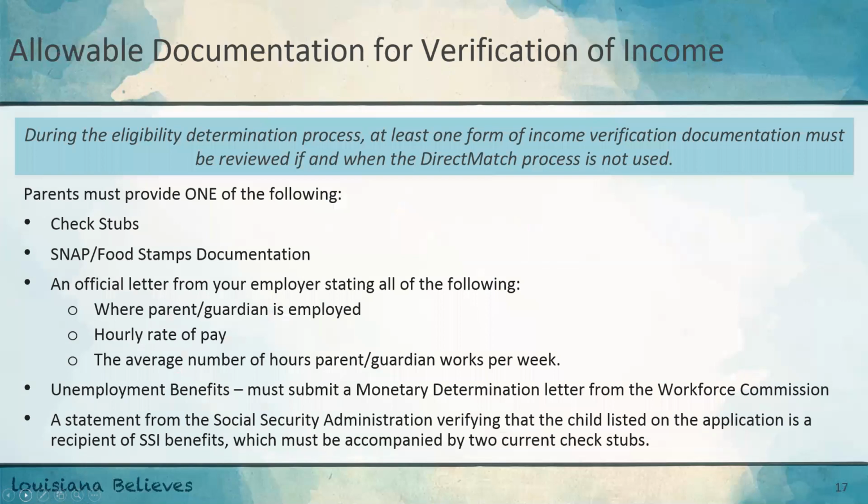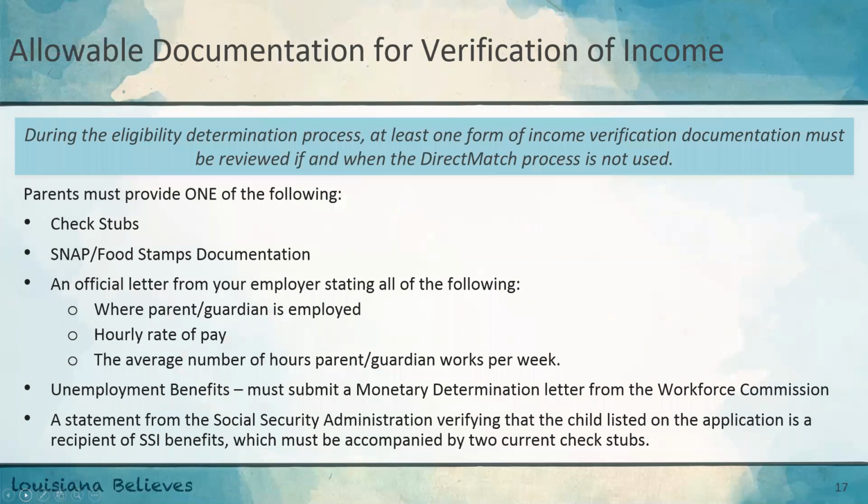During the eligibility determination process, at least one form of income verification documentation must be reviewed if and when the direct match process is not used. So I want to mention that direct match is not required, and if you choose not to use it as a network, these are going to be the options that you'll need to use.